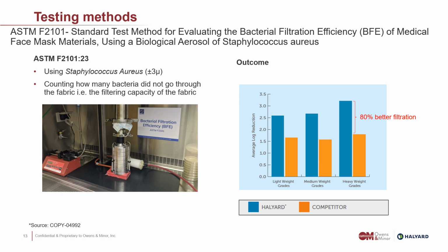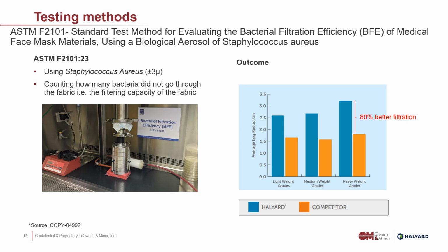The 2101 is a test that we have been using for years. You know, the famous 2500 Staphylococcus aureus. We know that the Staphylococcus aureus has a diameter of plus minus 3 micron. And as you can see from the picture, this is a test that has been developed for face masks.